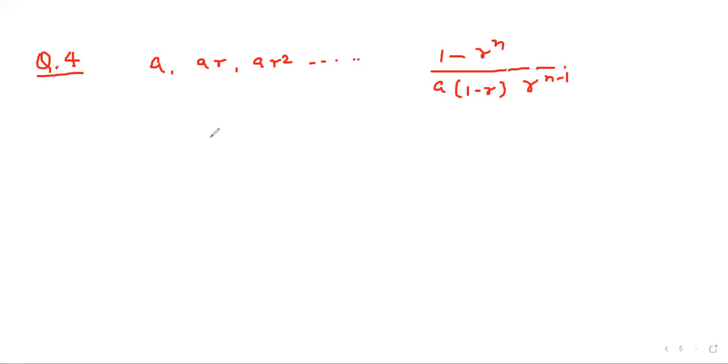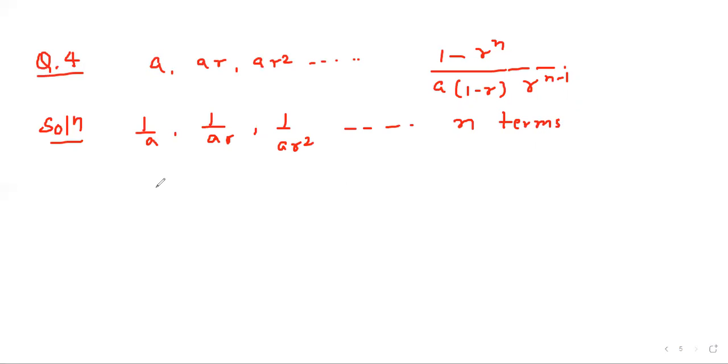Show that the sum of reciprocals of n terms of the series a, ar, ar square, dot dot, and we have to prove that the sum of reciprocal of these series is 1 minus r power n divided by a times 1 minus r times r power n minus 1. So let's consider the solution. We write the reciprocal of the series: 1 upon a, then 1 upon ar, 1 upon ar square, and so on till n terms.